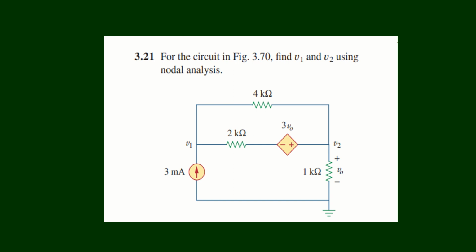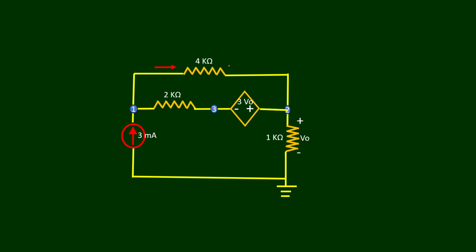Now we are going to solve problem 3.21 from Fundamentals of Electric Circuits by Alexander and Sadiku, 5th edition. So now we draw the circuit. It consists of one current source and a voltage source, but it is a dependent voltage source and its value is 3V0. And this V0 is the voltage across this 1 kilo ohm.